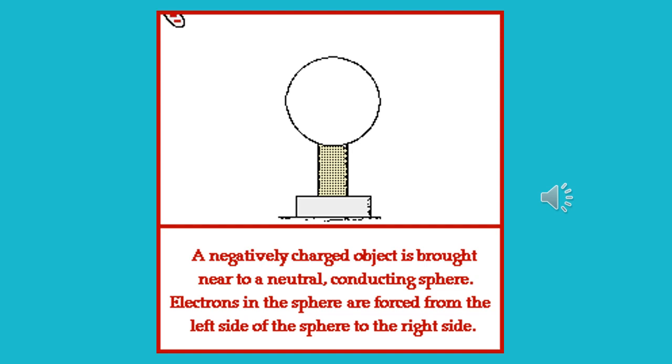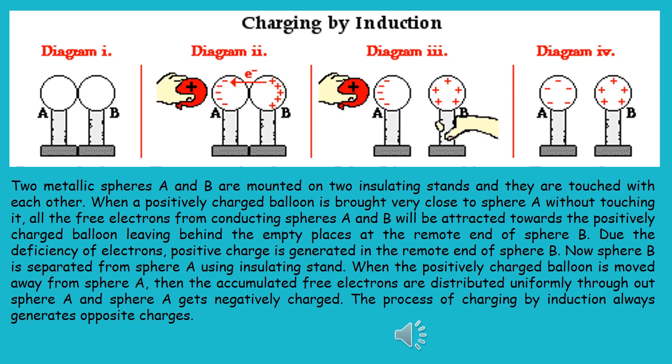This explains the process of induction clearly. Now let us try charging two spheres by induction. We are taking two metallic spheres A and B which are mounted on two insulating stands and they are touched with each other.